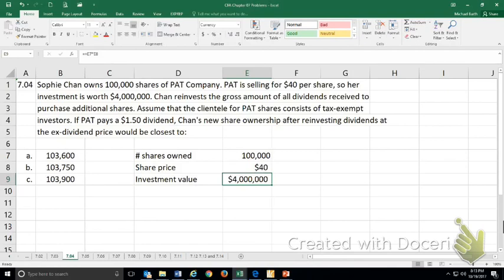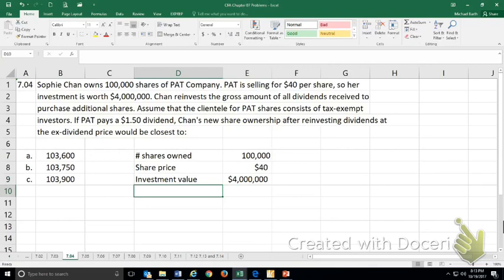Okay, so assume the clientele for PAT shares consists of tax-exempt investors. We're getting rid of the tax impact on the price. So tax-exempt investors mean that even if they get dividends, they don't pay any taxes on it. So if PAT paid a $1.50 dividend, how much would Chan be able to reinvest?